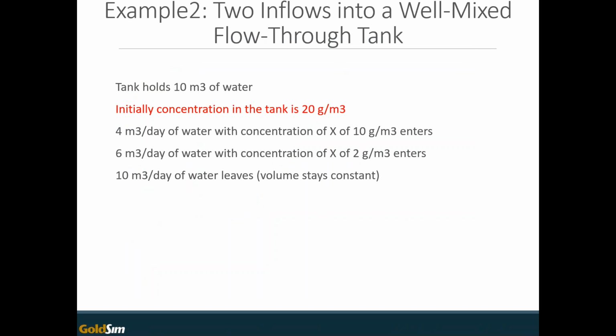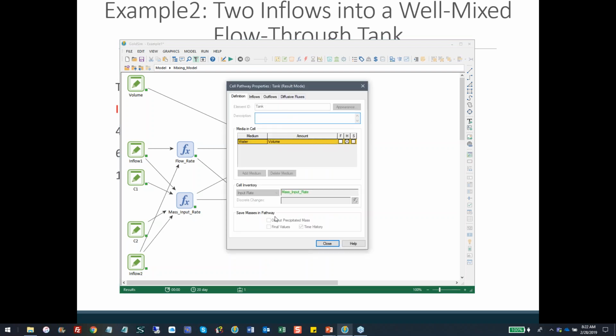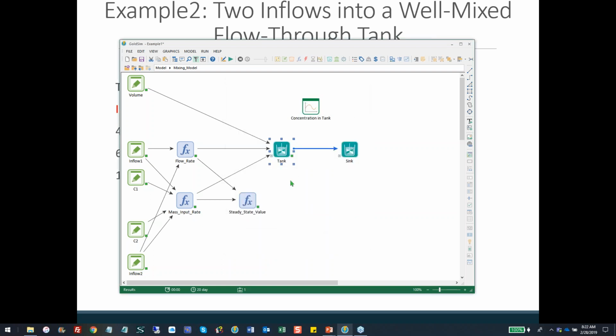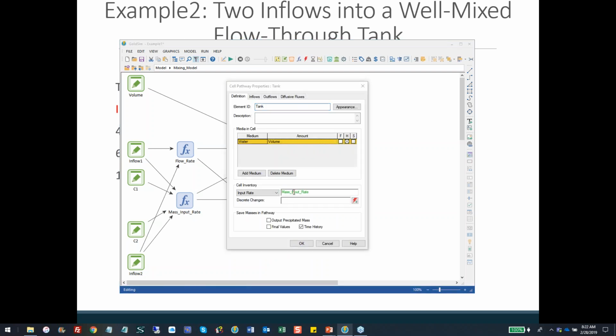Slightly complicated, really. All I'm doing here is, instead of the tank starting out with a concentration of 0, I'm going to say the tank initially has a concentration of 20 grams per cubic meter. Before it was 0 grams per cubic meter. Well, if we go back to the first model I built, when we set the model up, I had to tell GoldSim how much mass was entering the tank. And I just calculated a mass input rate and put it in there.